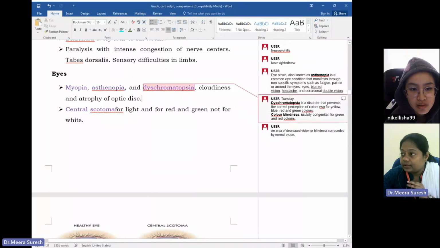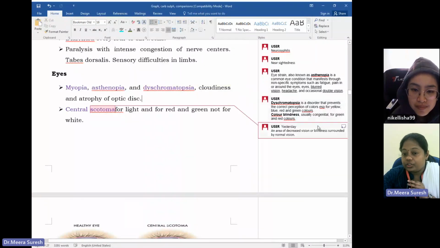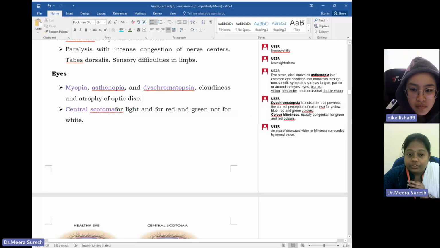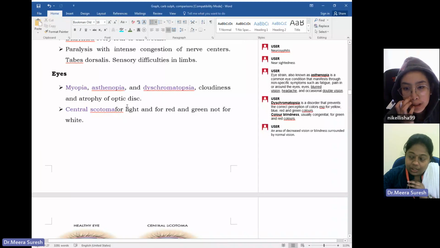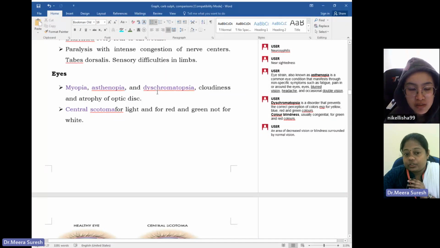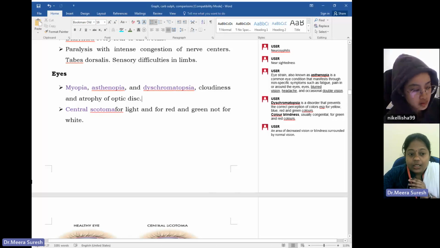and it can be any color like yellow, blue, red, green, any color it can come. But color blindness is usually congenital, and it is only for green and red. So that's why the difference is coming. Nevertheless, this medicine is given for color blindness also, but still the particular term that has been used is dyschromatopsia. Okay. There can be cloudiness or atrophy of optic disc.